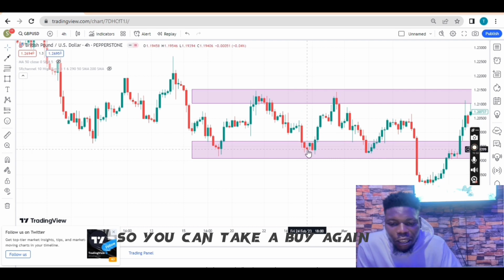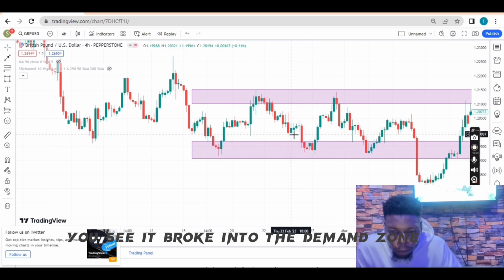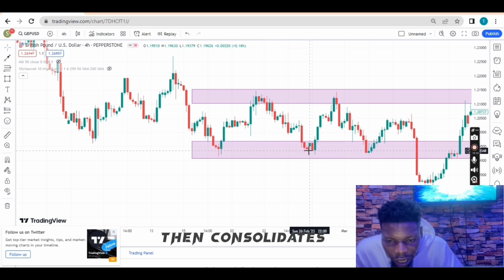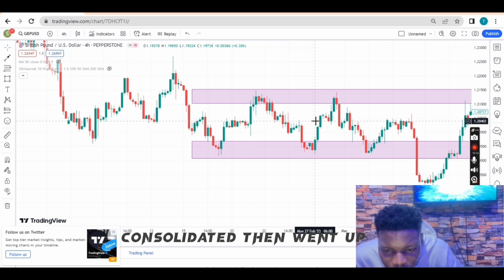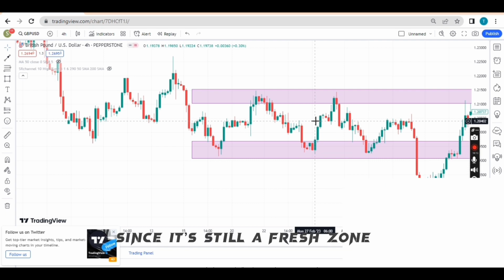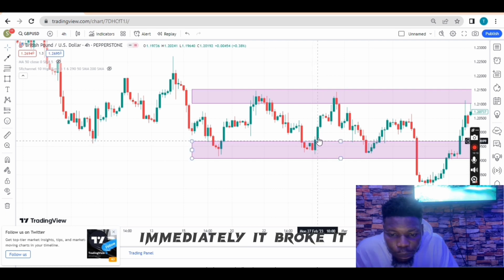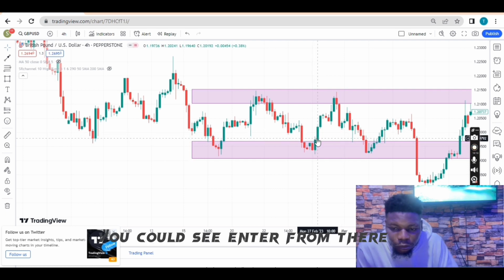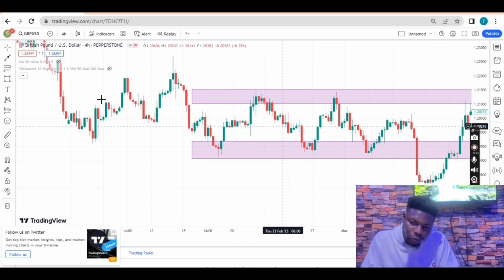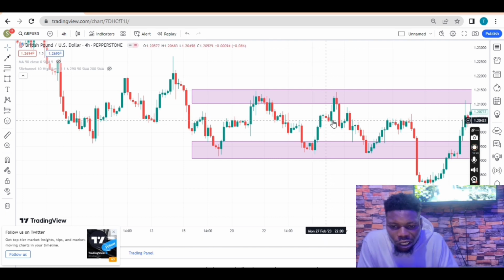So you can take a buy again when it touches the demand zone. You see, it broke into the demand zone, then consolidated, then went up. So since it's still a fresh zone, you could still enter from here. Immediately it broke it, you could still enter from there. You can see. So that's just it, guys.